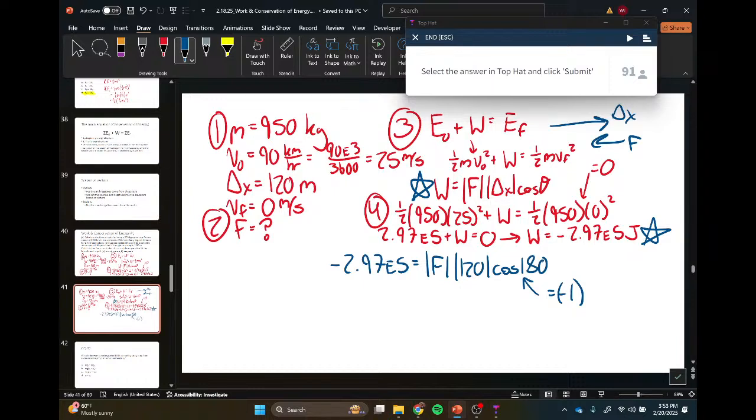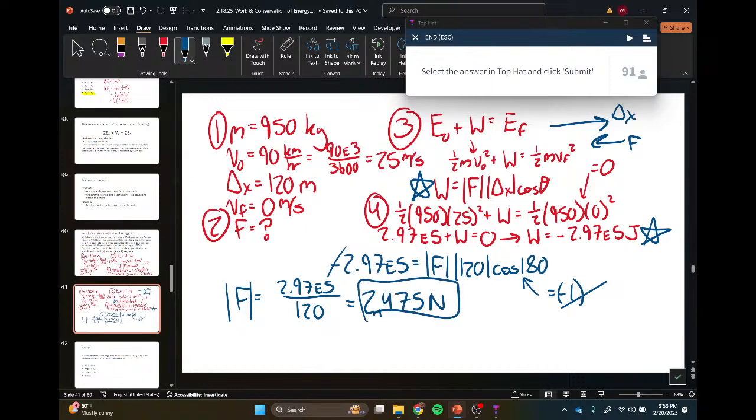So my force equals the magnitude of the force. This negative will cancel with this negative. 2.97 e to the 5 over 120, and that equals 2,475 newtons. The previous answer, I think, was rounded for some reason. There was some rounding that happened somewhere. Oh yeah, my number here wasn't exactly that. Whatever, close enough, within 1 to 2%.